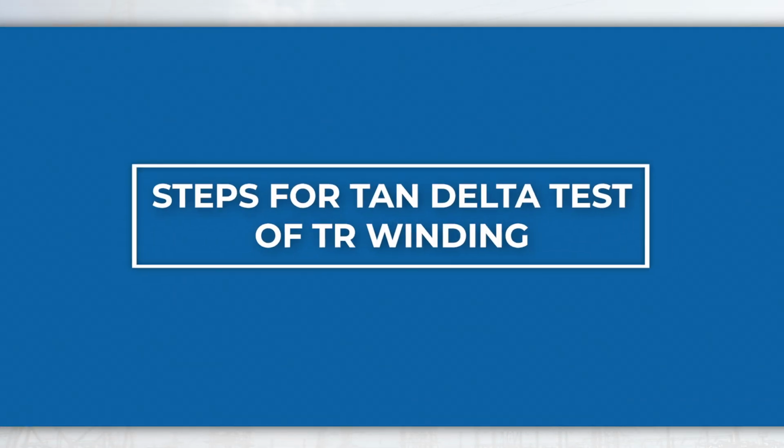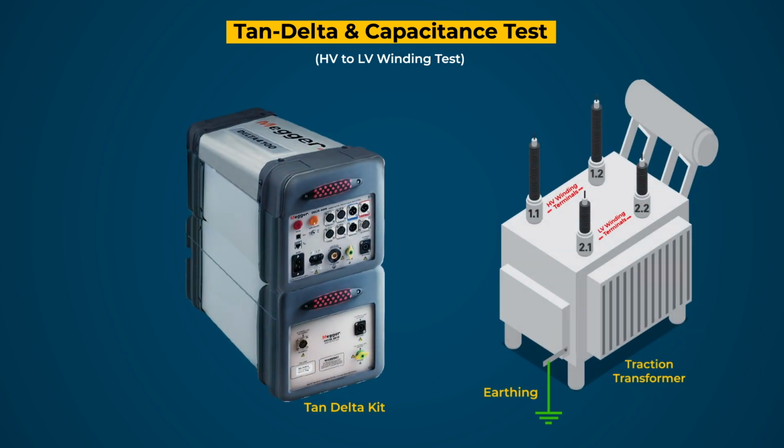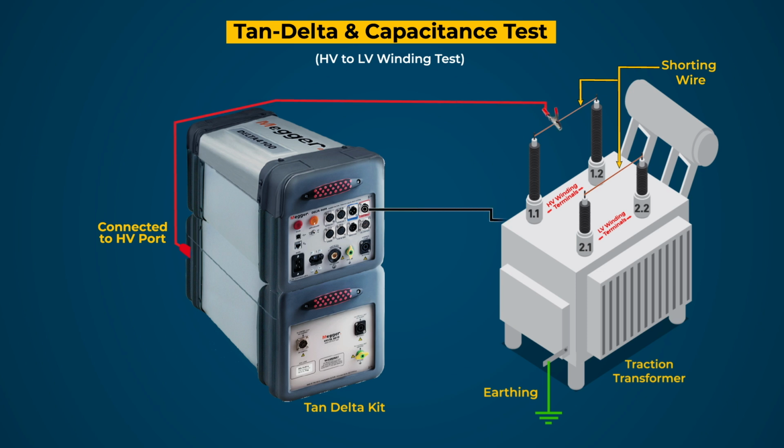Steps for winding testing. Here we are conducting the test for HV to LV only. Therefore, for this test, connect both bushings of LV with shorting wire and similarly connect both bushings of HV with shorting wire. Now connect the HV terminal of the tester to HV, red terminal to LV, and earth terminal to equipment earthing.